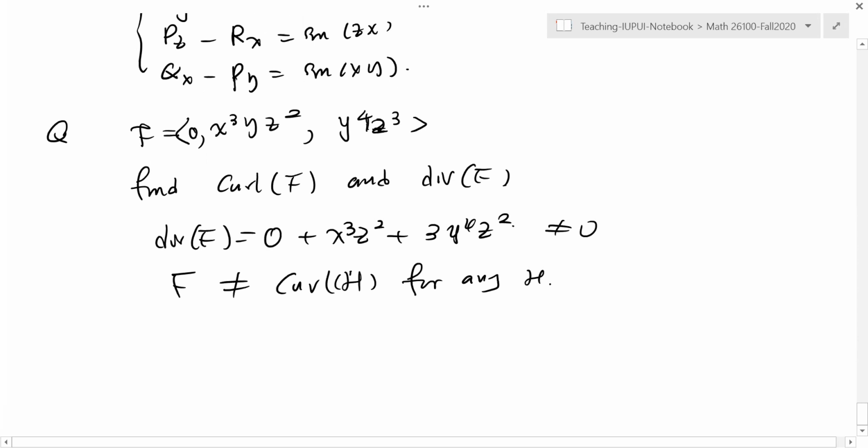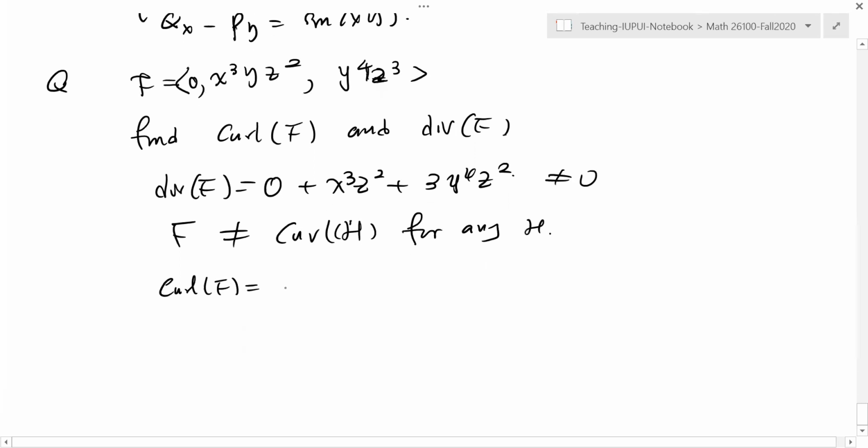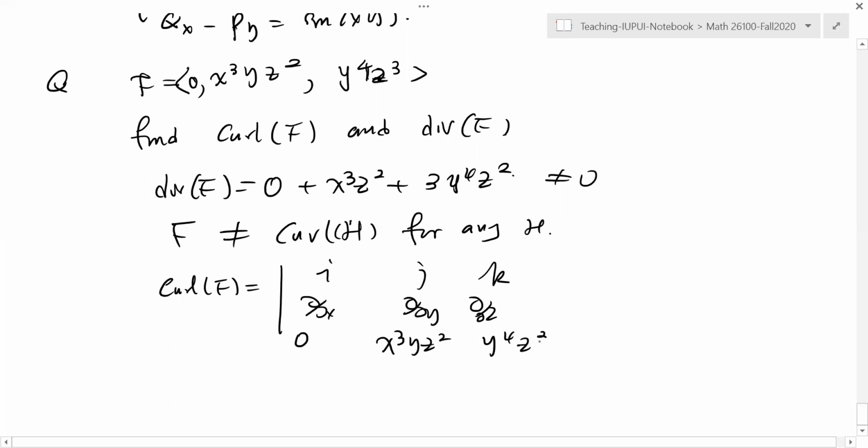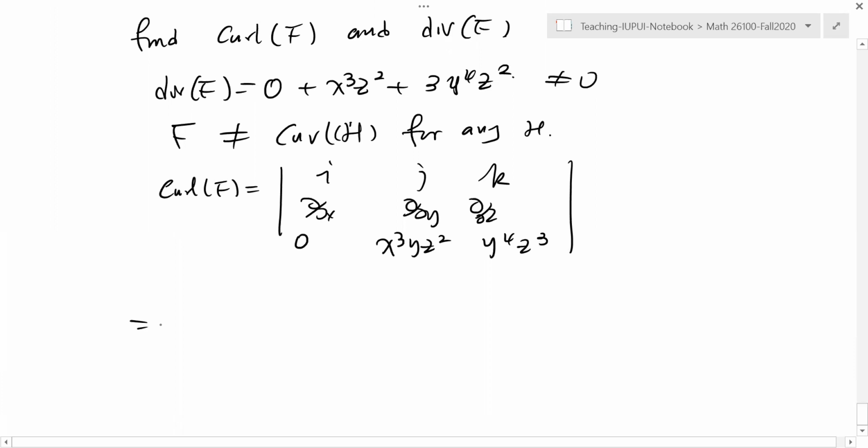All right. So now let's look at the curl of the vector field. The curl of the vector field is going to be i, j, k and have a 0, x cubed yz squared. The first one will be this part, right? So when I differentiate, I get 4y cubed z cubed minus 2x cubed yz. I just computed the cross product, right?